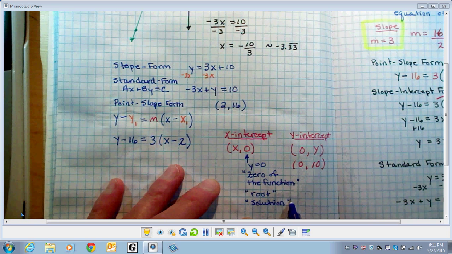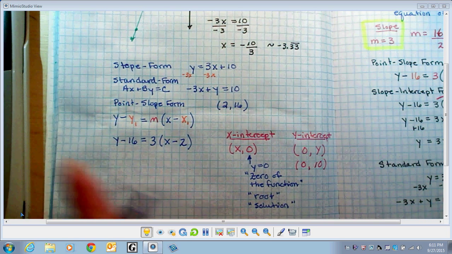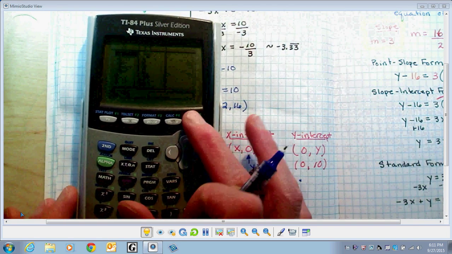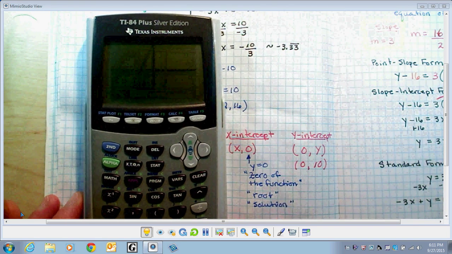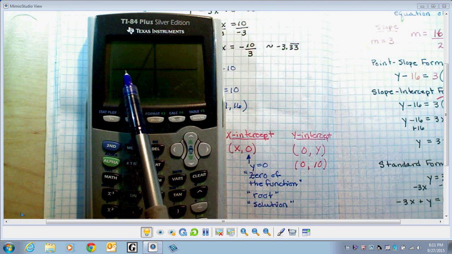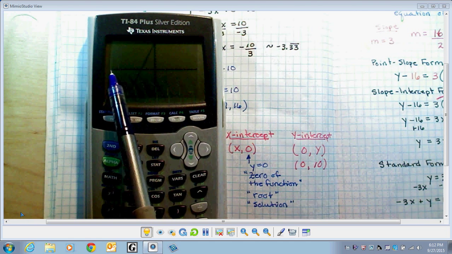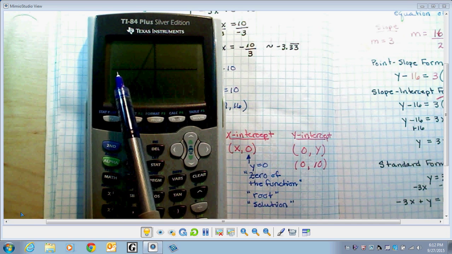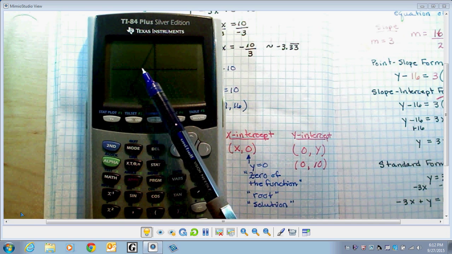Okay? So in this case, solution is just by itself because we have another situation where we use the word solution, but it means something slightly different. So we're going to find the zero of the function in our calculator. So let's go back to our graph. So the zero of our function is where y equals 0, and y equals 0 everywhere on that x-axis. In fact, that's the line y equals 0. So I want to find this place right here.